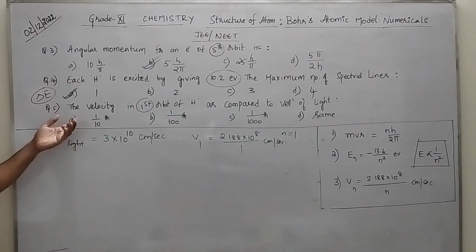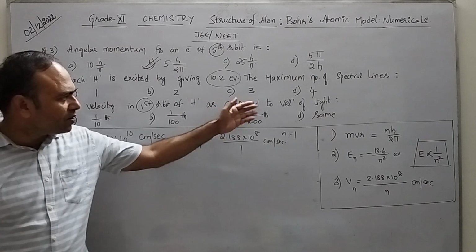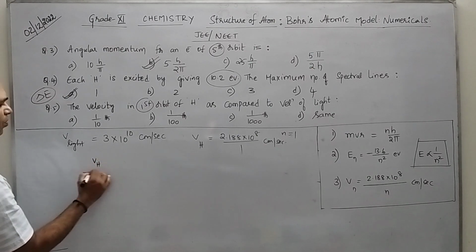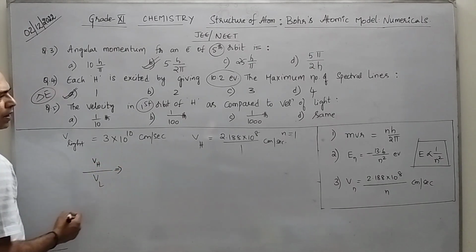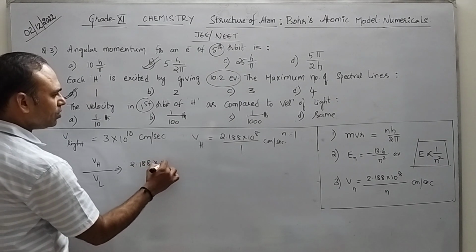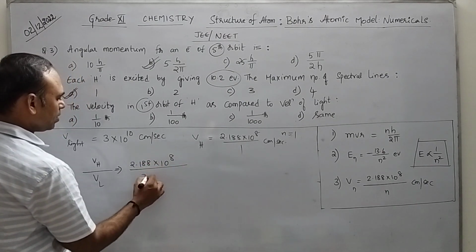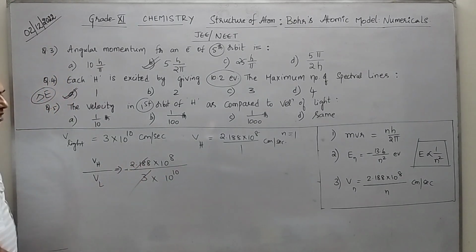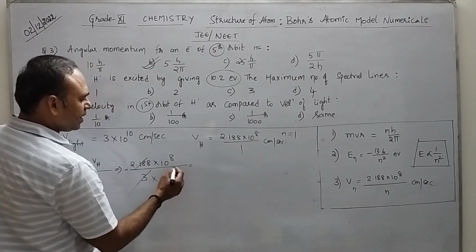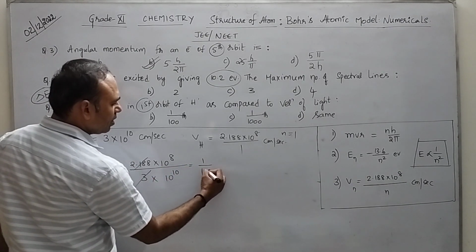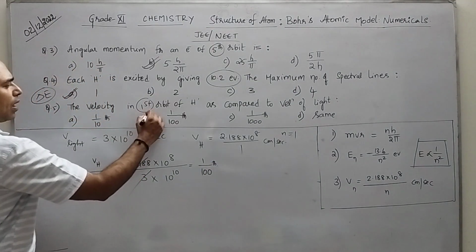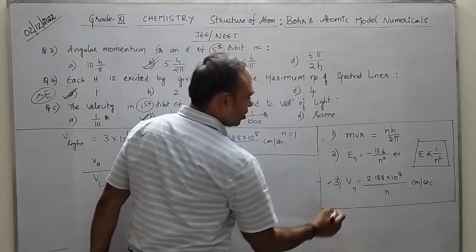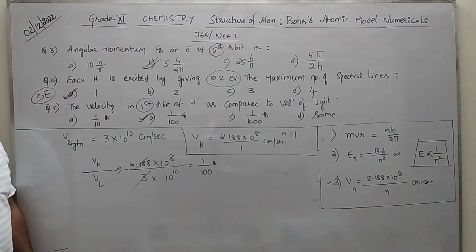Now they are asking what is the velocity in the first orbit of hydrogen compared to the velocity of light. So let us see, this is the velocity of hydrogen in the first orbit, Vh by the velocity of light, nothing but 2.188 into 10 to the power of 8 by 3 into 10 to the power of 10. Now approximately we can take it and cancel this. So what you get is 1 by 10 square, nothing but 1 by 100. So here the answer is B. So by applying the formula for velocity, you will get the answer. So using this we can solve the given questions.